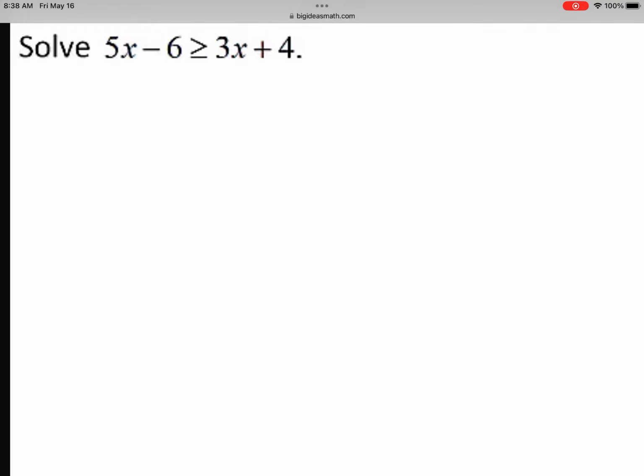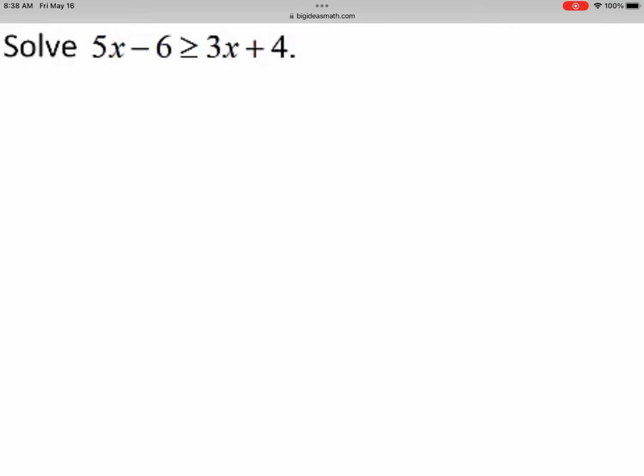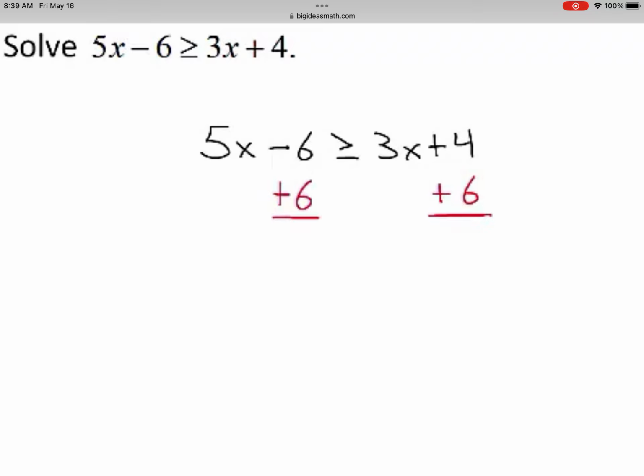Solve 5x minus 6 is greater than or equal to 3x plus 4. First, write the inequality. 5x minus 6 is greater than or equal to 3x plus 4. Next, use the addition property of inequality. Add 6 to each side of the inequality. Because negative 6 plus 6 is 0 and 4 plus 6 is 10, 5x is greater than or equal to 3x plus 10.